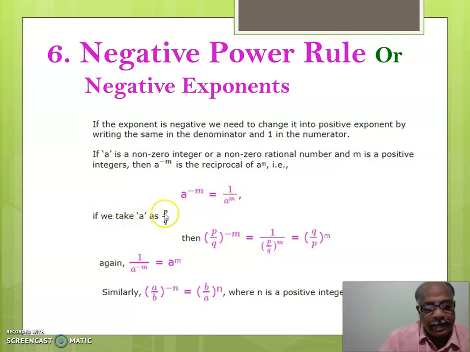If we take a as p by q, then this law can be written as p by q whole to the power of minus m is equal to 1 by p by q whole to the power of m, which is equal to q by p whole to the power of m.